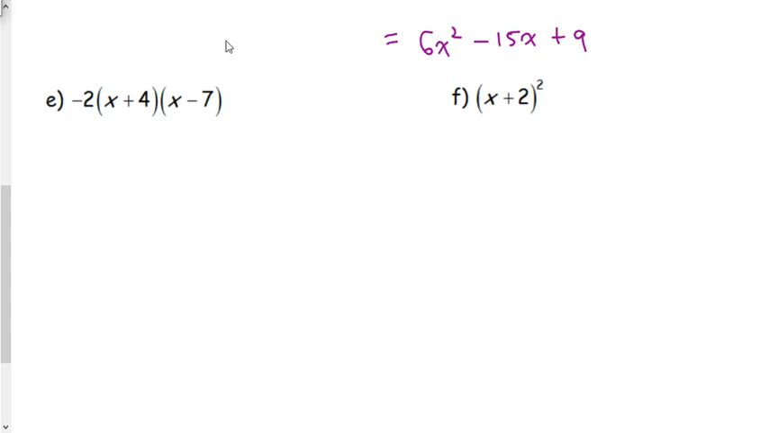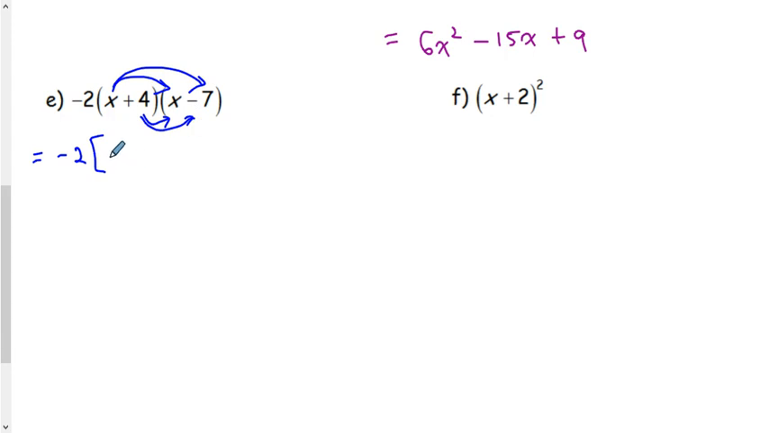Okay, E is really similar to the one we just did. So we're going to multiply through the brackets, we'll do our foiling, and then afterwards multiply everything by negative 2. So let's put that negative 2 up front. Let's use some nice big square brackets. It's fine to use square brackets, it doesn't really change the meaning. And then we're going to go x times negative 7, 4 times x, 4 times negative 7.